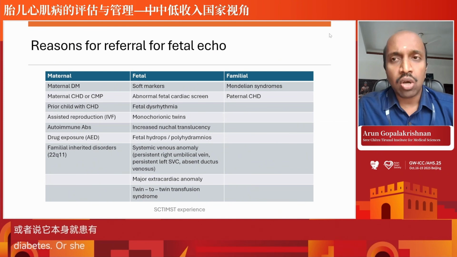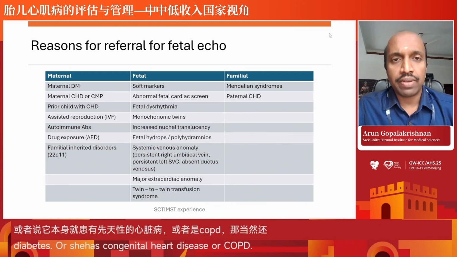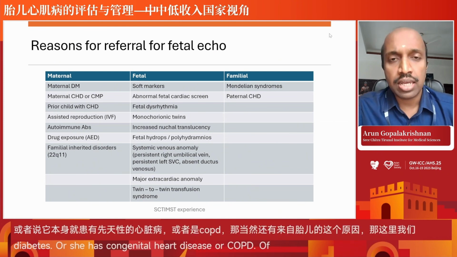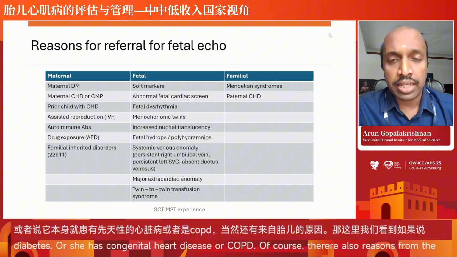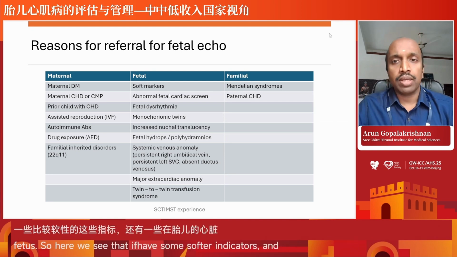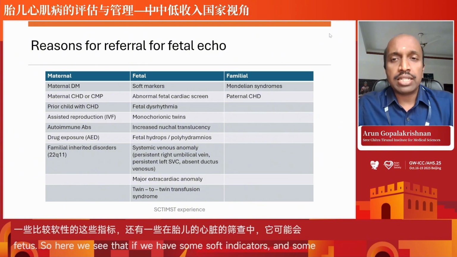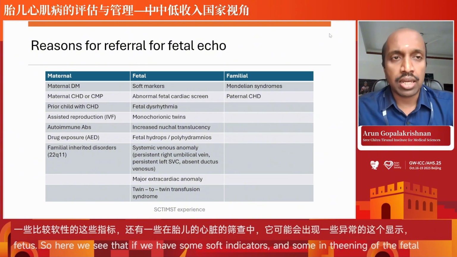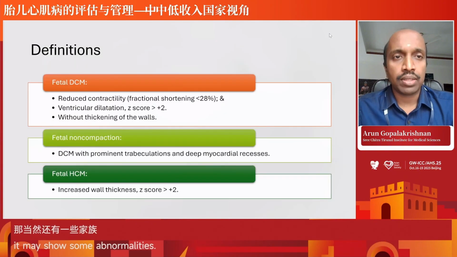And some of the common indications from fetal side for evaluation include soft markers or an abnormal fetal cardiac screen identified by the radiologist or the gynecologist, rhythm abnormalities, and other abnormalities as listed below. Familial indications like Mendelian syndromes and paternal congenital heart disease are rare reasons for referral.